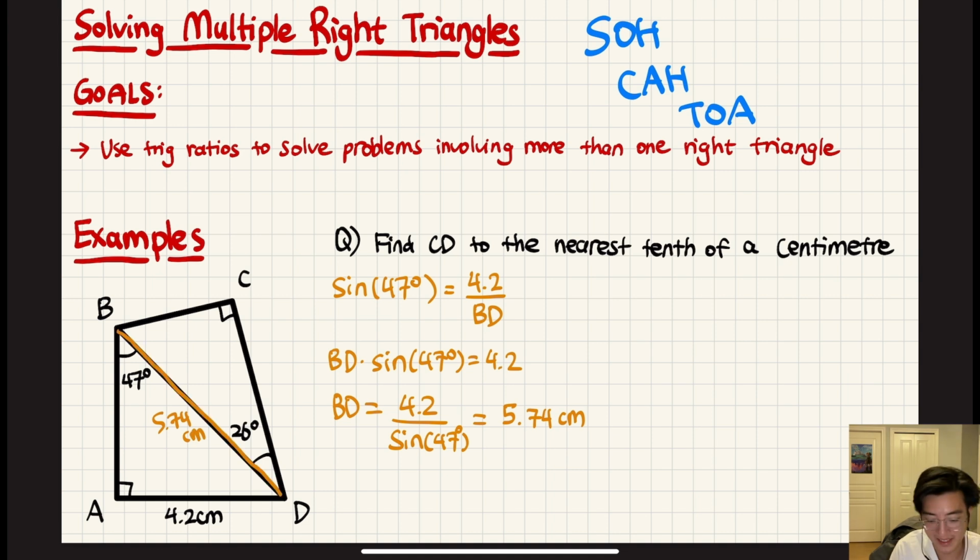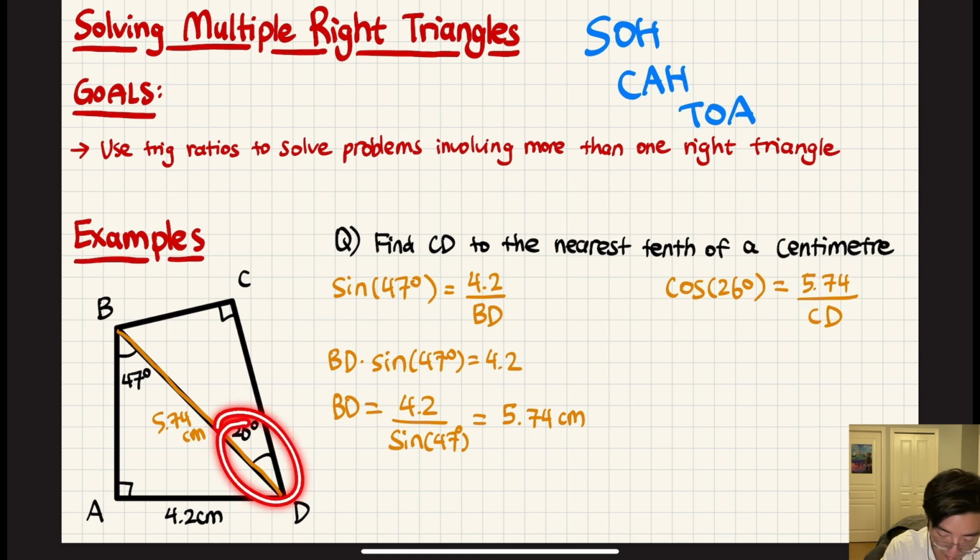Now we can solve for CD. This line right here is also the hypotenuse for this triangle. With this angle here, we can find CD because it is adjacent to our 26 degrees angle. So the cosine of 26 degrees is the hypotenuse, what we just found, 5.74, over the adjacent, which is CD. Relative to this angle, the line we just found is the hypotenuse, and we want to find CD, which is the adjacent.